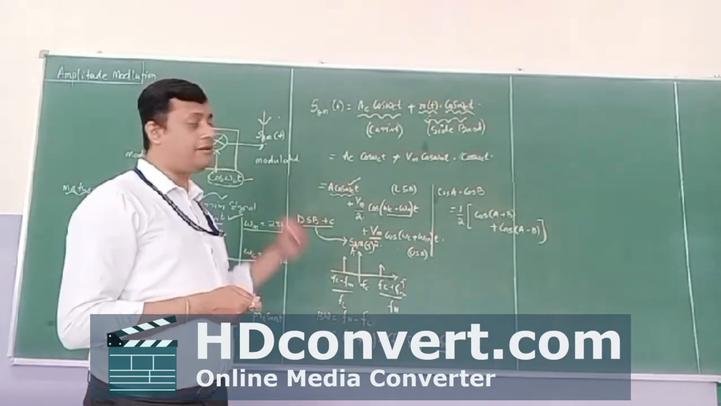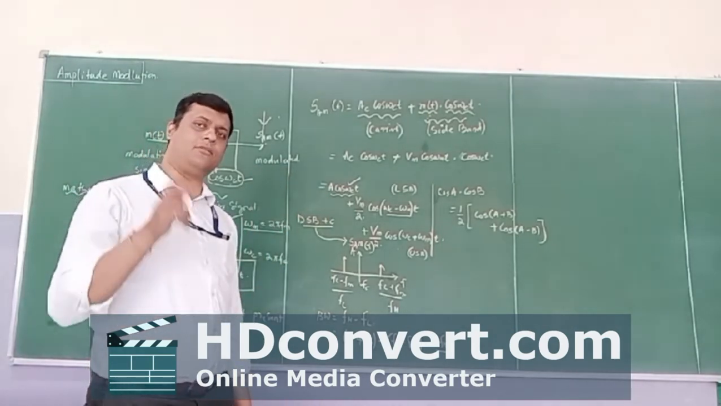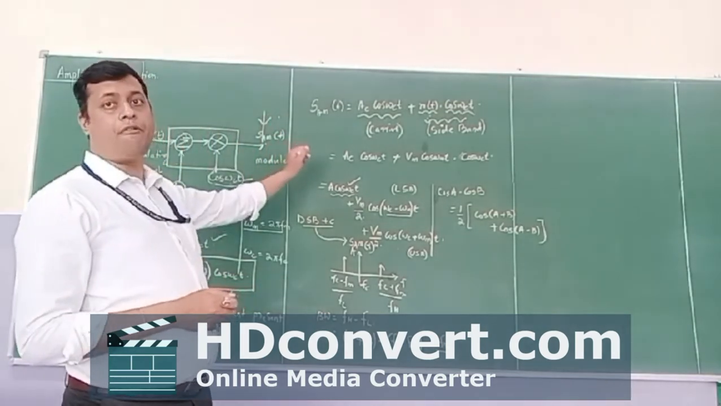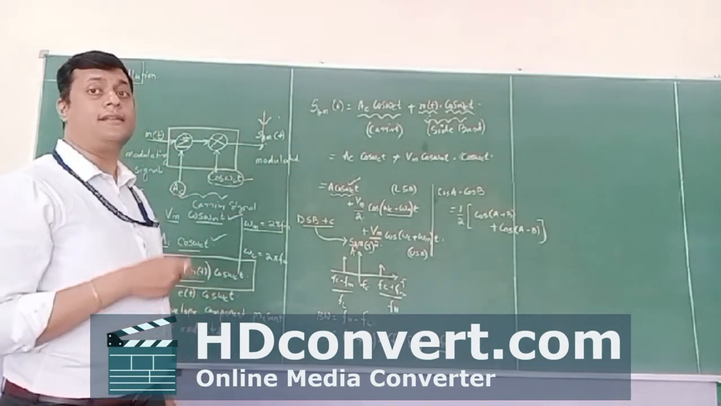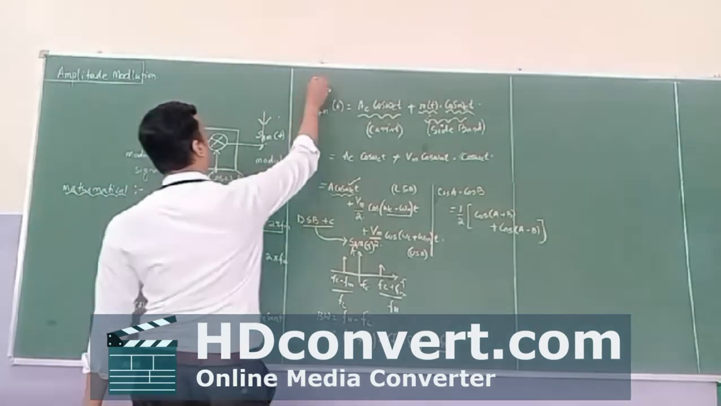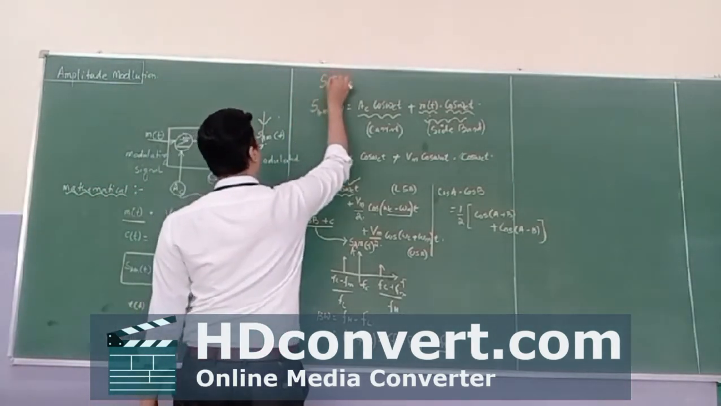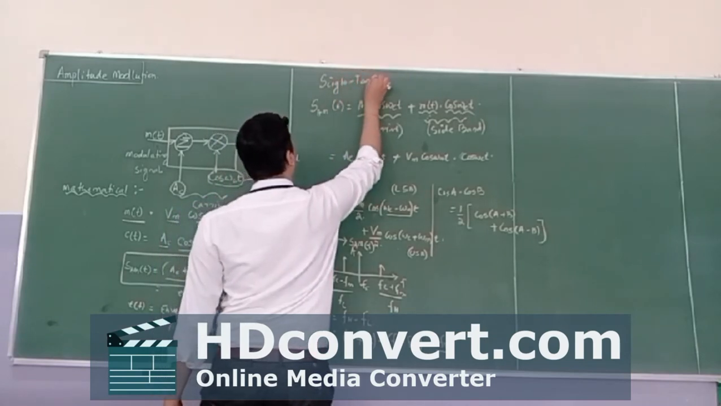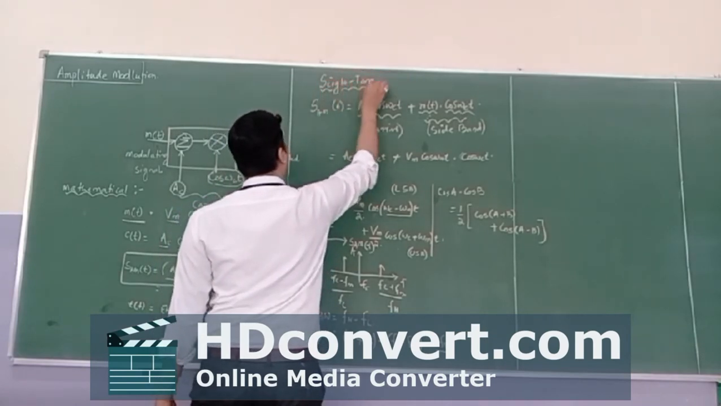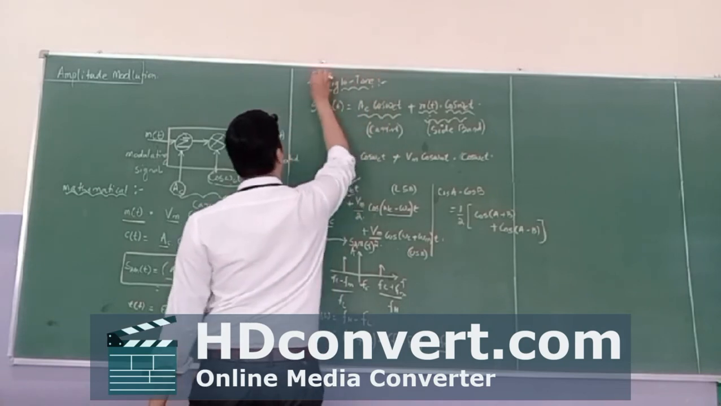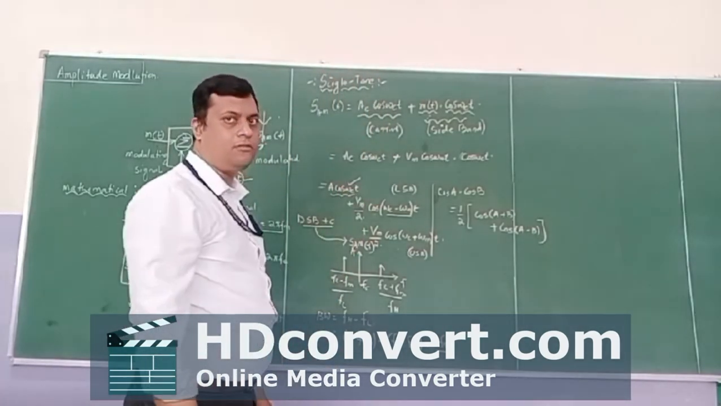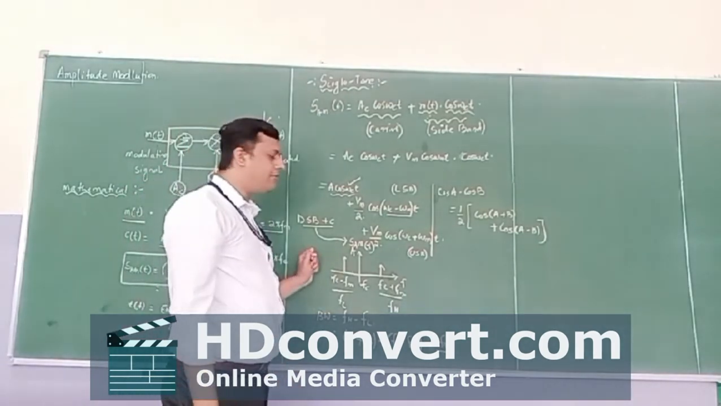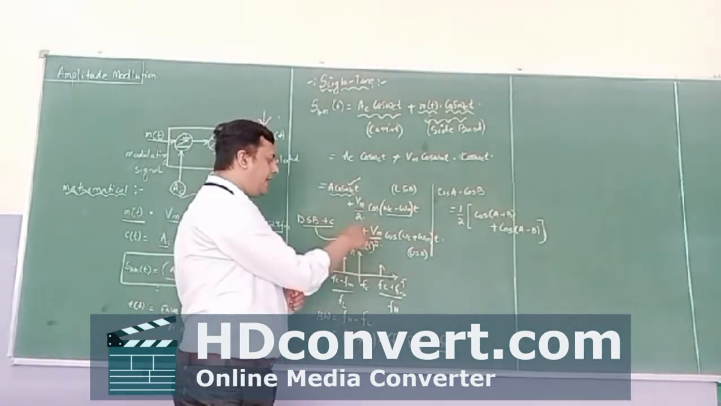Here I have considered only one modulating signal, so this is the derivation for a single tone modulated signal. Single tone means only one modulating signal is available. So this is the frequency spectrum for an AM signal.